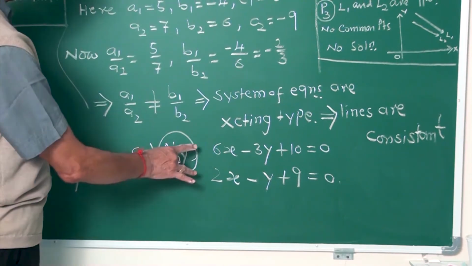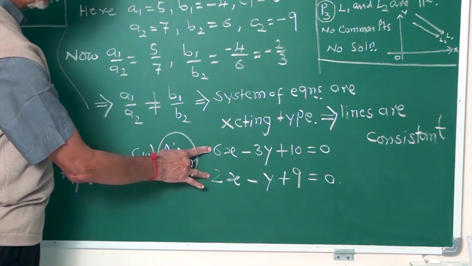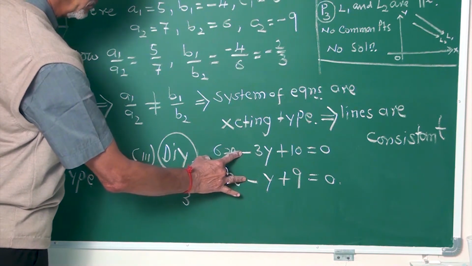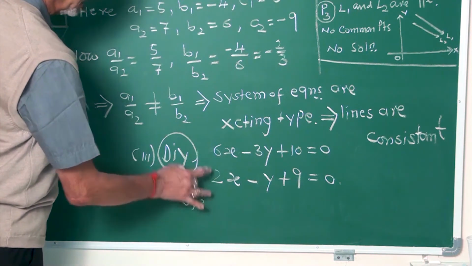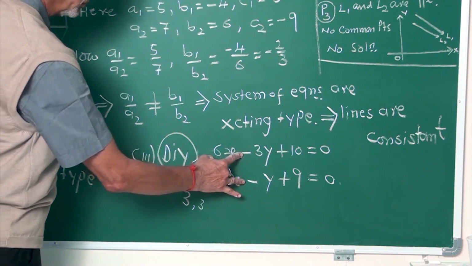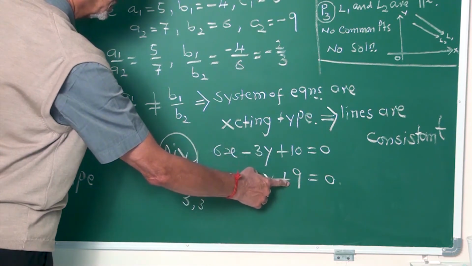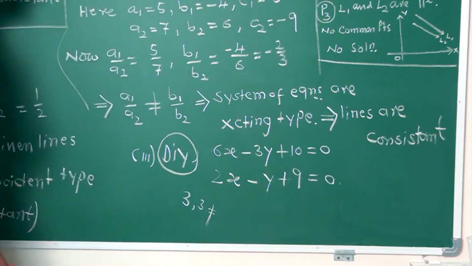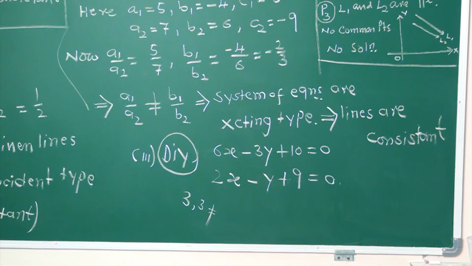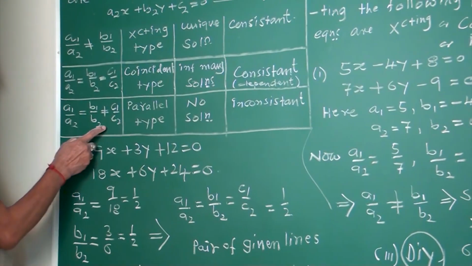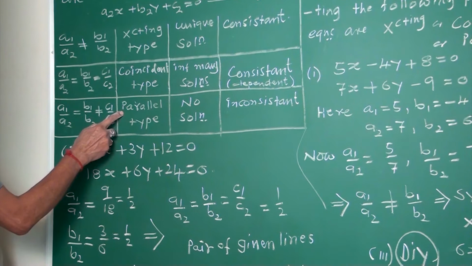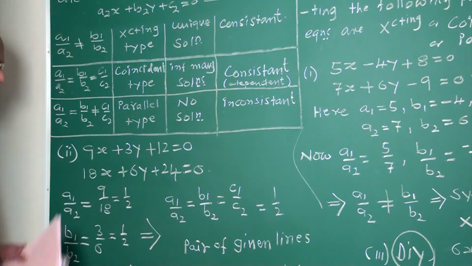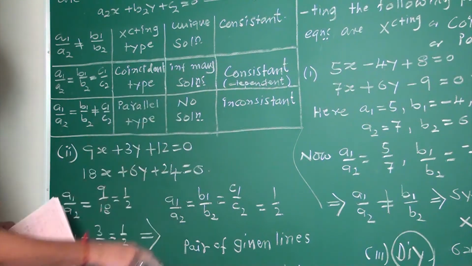See, my friend, A1 upon A2, 6 by 2 means 3. What is this? Minus 3 upon minus 1 is 3. Then A1 upon A2 equal to B1 upon B2. What about this? C1 upon C2 is 10 by 9. This is not equal. Then what is the case, my friend? A1 upon A2 equal to B1 upon B2 not equal to C1 upon C2. Parallel type. The given equations are parallel type.